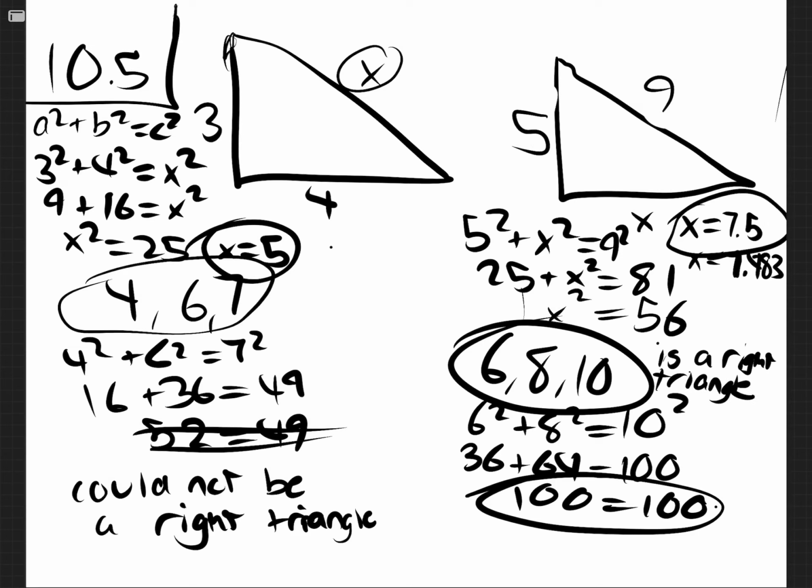And when three positive integers can make a right triangle, they're called Pythagorean triples. So this is a Pythagorean triple. This is not a Pythagorean triple. But we have at the top left 3, 4, and then 5 for x. That's also a Pythagorean triple. But that's all you need to know for section 10.5. That's it.